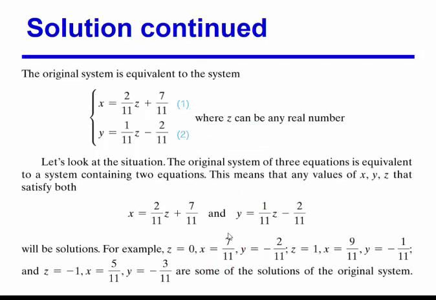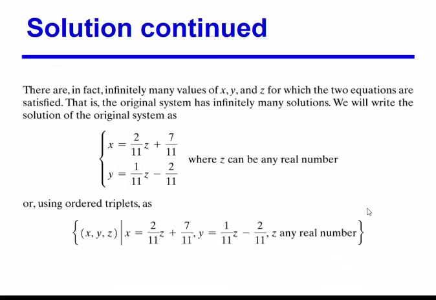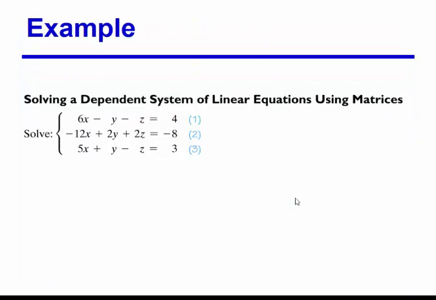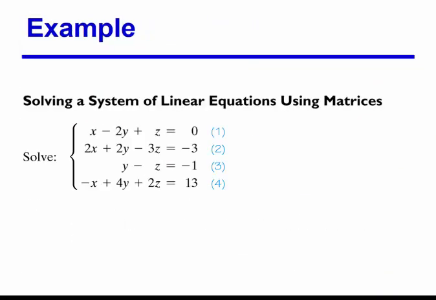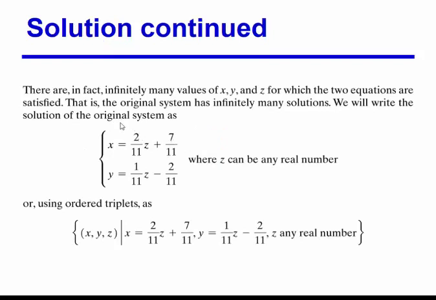And then when we complete it, we end up with z equal to negative 1, x equal to 5 over 11, and y equal to negative 3 over 11. Those are some of the solutions of the original system. Now, there are in fact infinitely many values of x, y, and z for which the two equations are satisfied. So the original system has infinitely many solutions. Oops, sorry about that. So, let me go back. So we will write a solution to the original system.